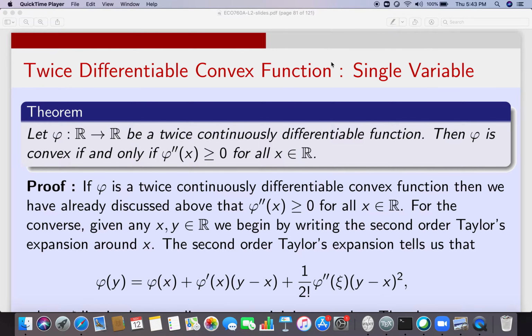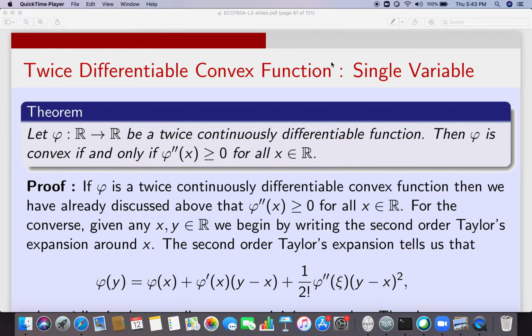On the other hand, if the function is twice differentiable, and its second derivative is greater than or equal to 0 at every point x, then the function must be a convex function.